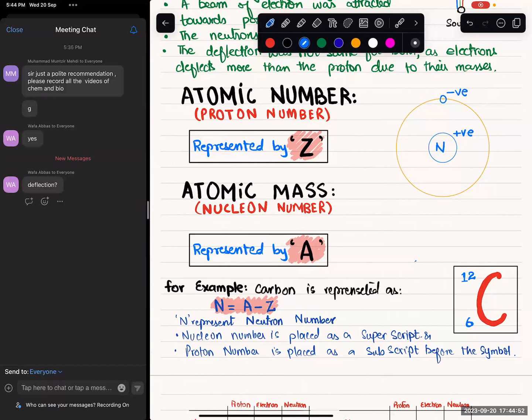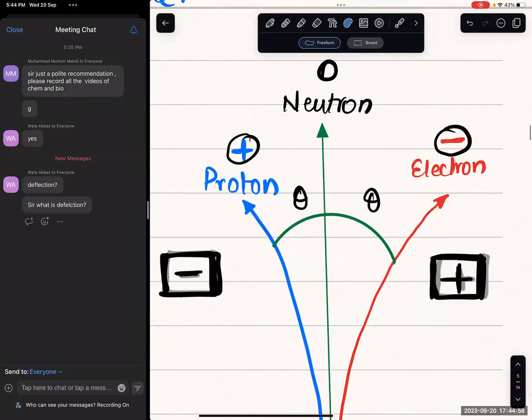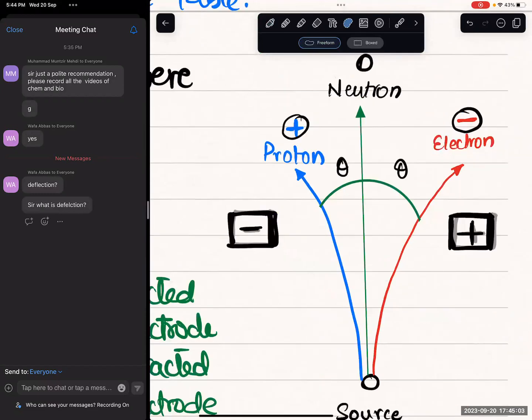Deflection, oh my, on my words. Okay, get back to this. Then I'll tell you what deflection is. Deflection is the curvature, or you can say that the electron beam is bending more than the proton beam. The proton beam is bending less.